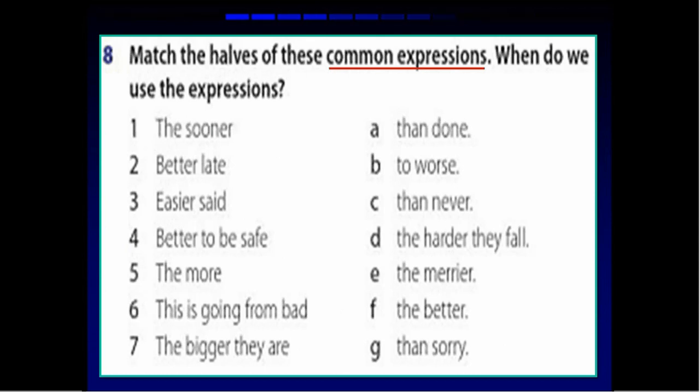Exercise number 8. Match the halves of these common expressions. When do we use the expressions? We have 2 parts here. You can match between 2 parts as we have from 1 to 7, from A to G. The sooner. Which one is suitable? Yes, the sooner the better. Number 2. Better late. Yes, right. C. Then never.